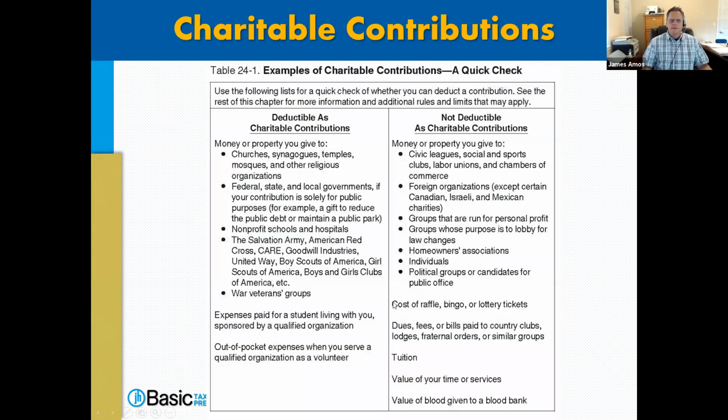Okay, so what kinds of things are deductible as charitable contributions? Well, money that you give to churches and the like. You don't have to memorize all of this. Just think of churches, synagogues, temples. They're all kind of the same thing.